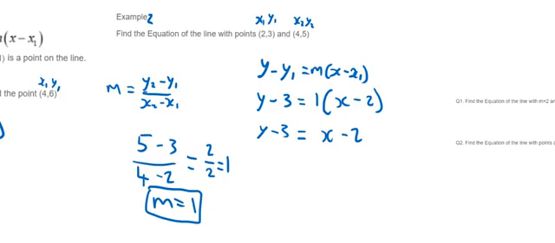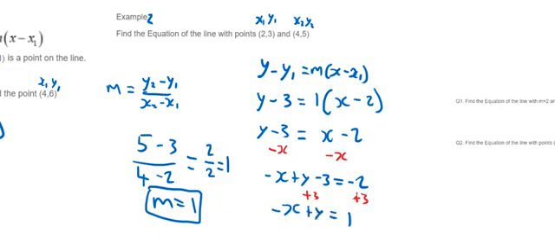Then I can just tidy up the equation a little bit, so I can subtract x, so I get minus x plus y minus 3 equals minus 2, and then I can add 3, so minus x plus y equals 1. So that's my final answer then. So from being given 2 points that are on the line, I've worked out the equation of the line.